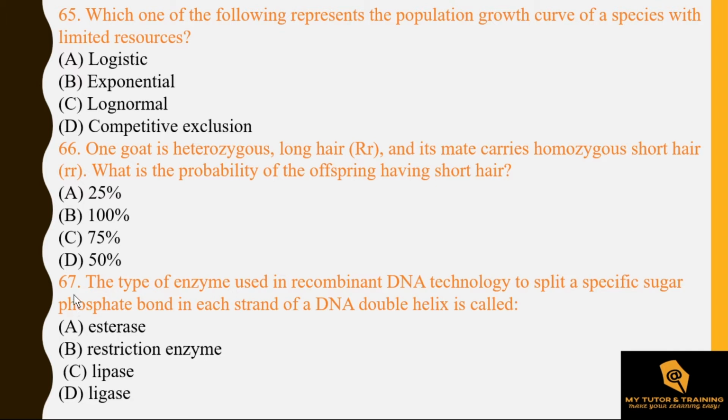Good. Question number 67. The type of enzyme used in recombinant DNA technology to split specific sugar phosphate bond in each strand of DNA double helix is called A. Stress, B. Restriction enzyme, C. Lipase, D. Ligases. So the correct answer is B. Restriction enzymes are enzymes that cut DNA molecules at particular places. They are essential tools for recombinant DNA technology. That's why restriction enzymes are the best choice for these questions.